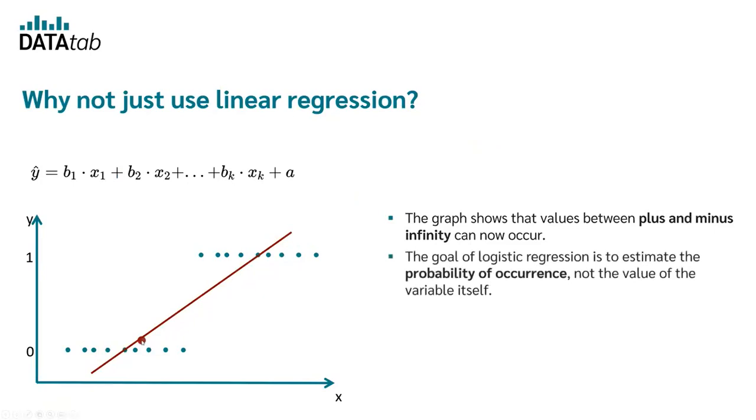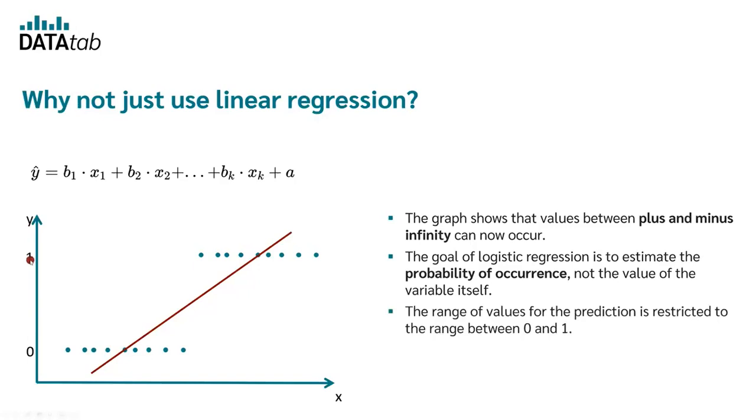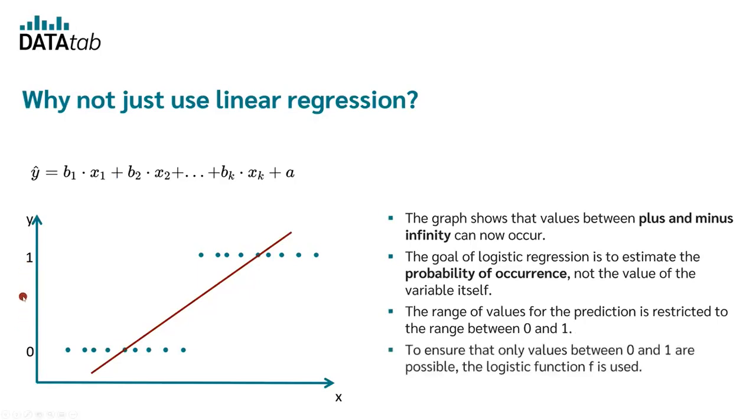The goal of logistic regression is to estimate the probability of occurrence, not the value of the variable itself. So we want to know how likely it is that a value of 1 will be the result, given values for our independent variables. The range of values for the prediction is thus restricted to the range of 0 to 1. In order to ensure that only values between 0 and 1 are possible, the logistic function is used.